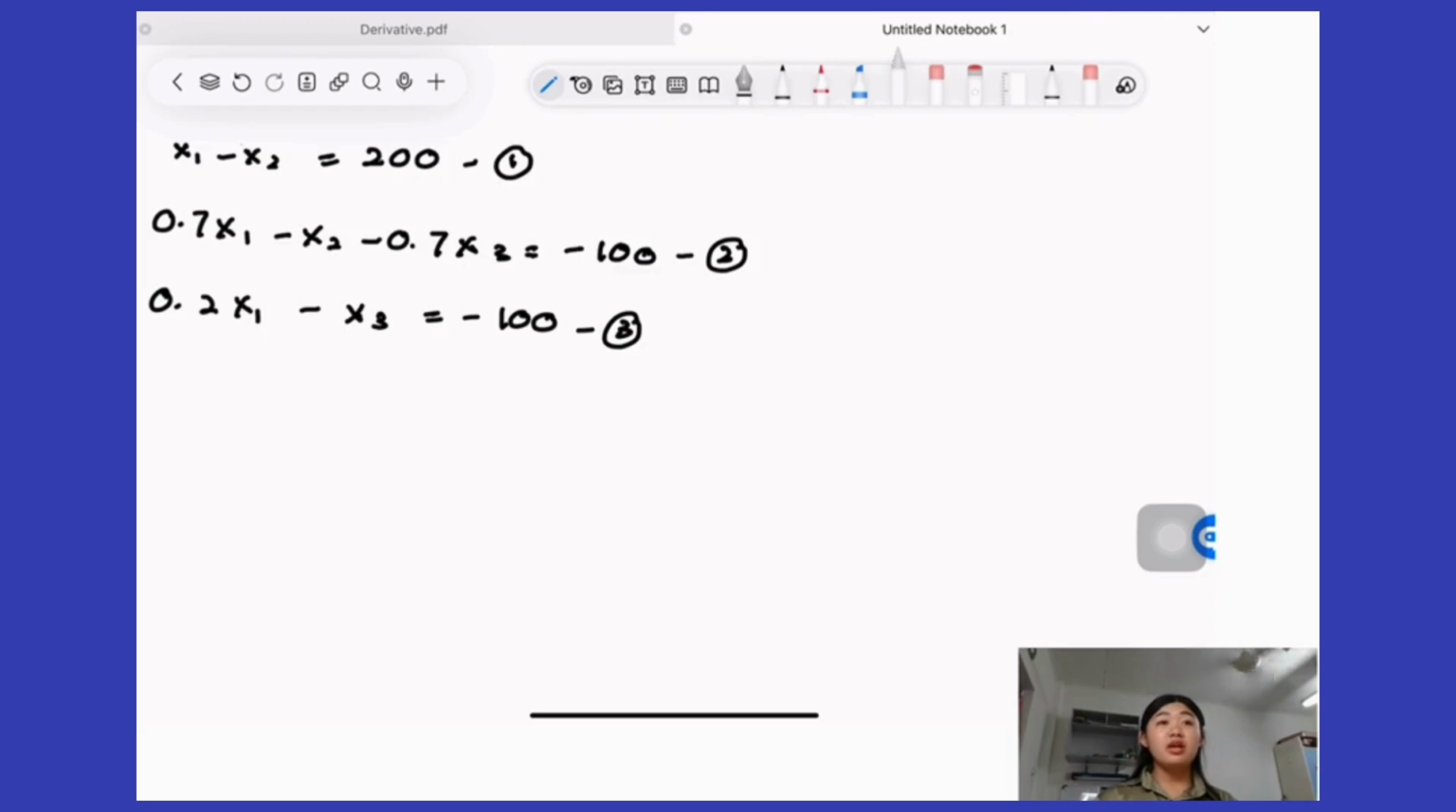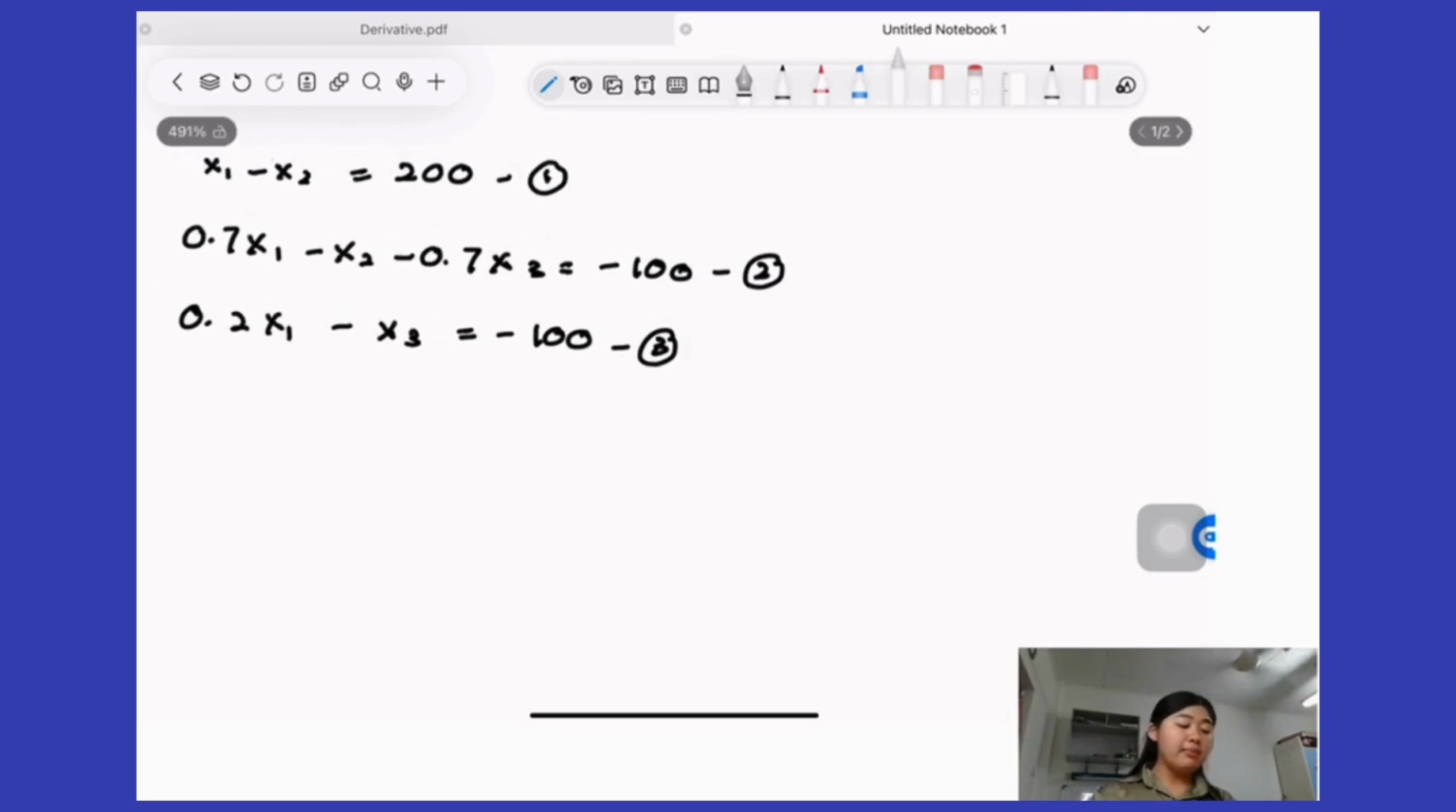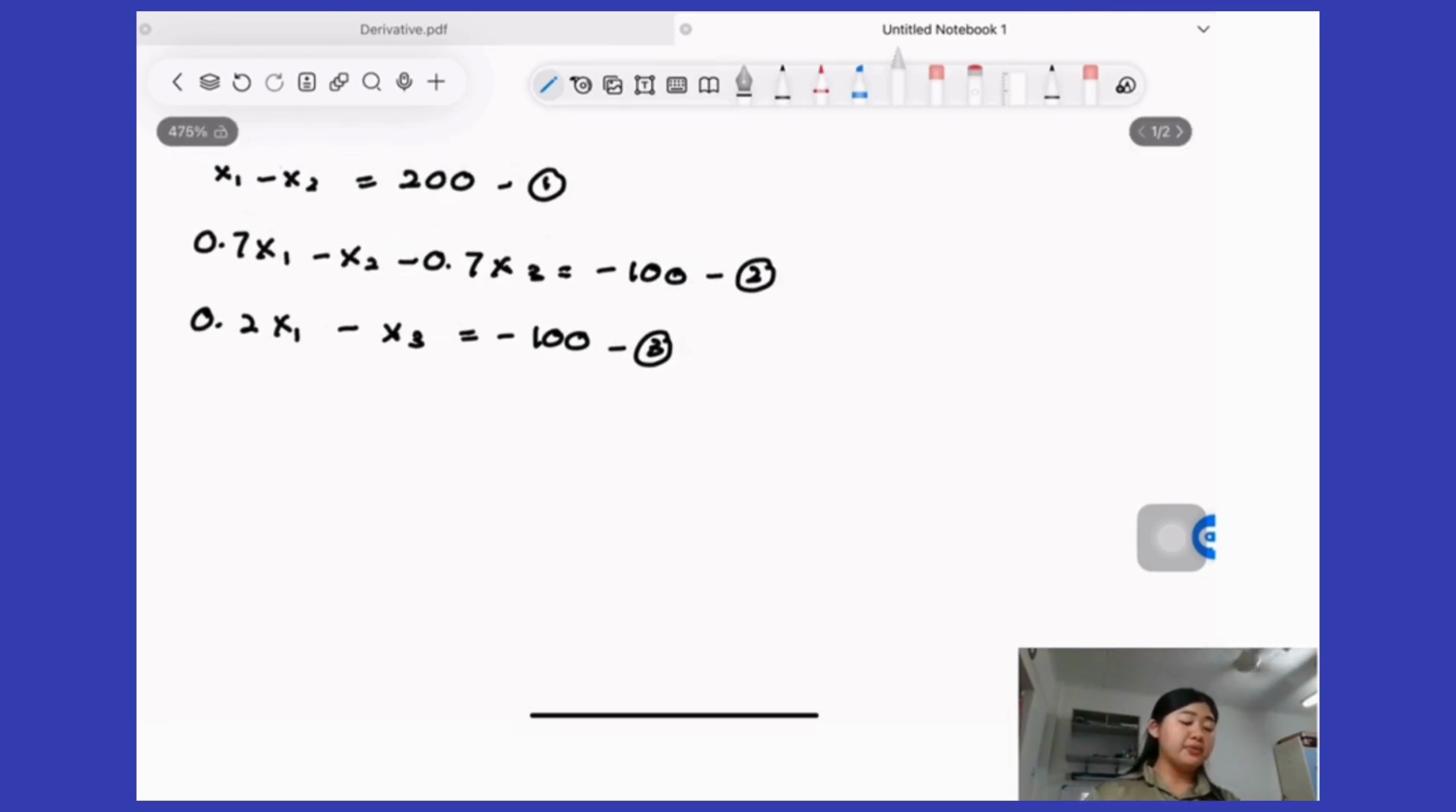Now I'm going to solve x1, x2, and x3 by using method C, that is the variable substitution method. I'm going to label x1 minus x2 equal to 200 as equation 1, 0.7x1 minus x2 minus 0.7x3 equal to negative 100 as equation 2, and 0.2x1 minus x3 equal to negative 100 as equation 3.